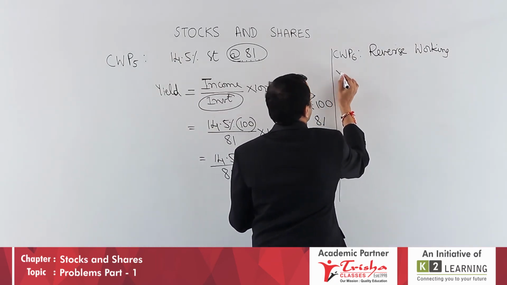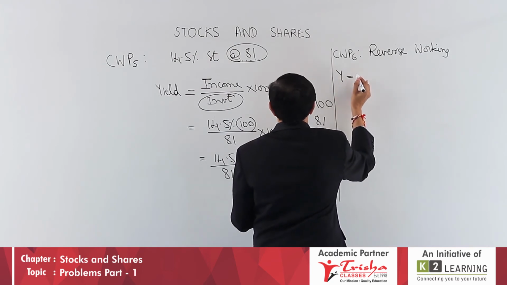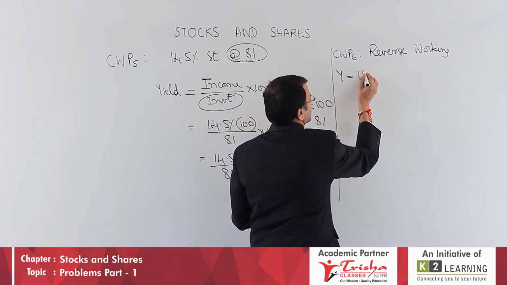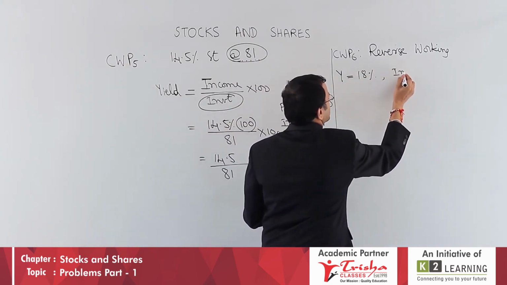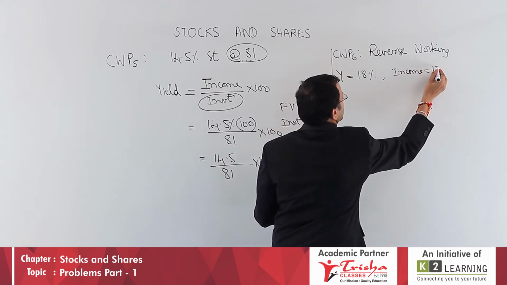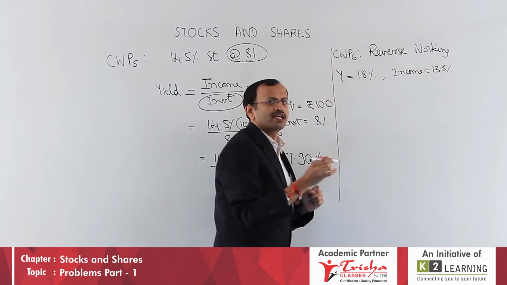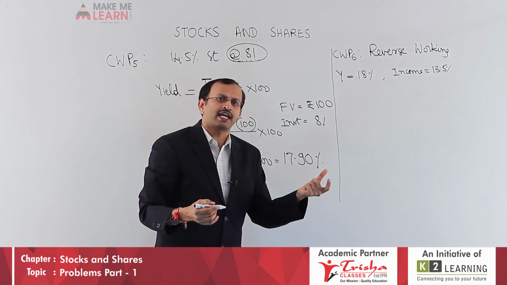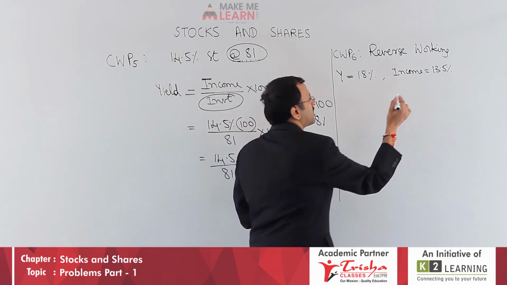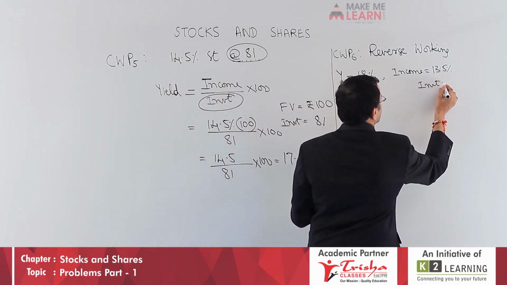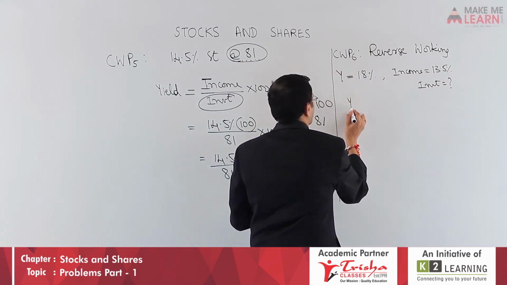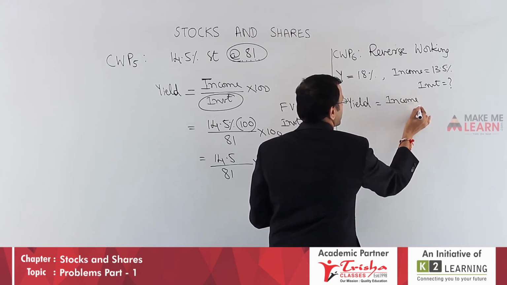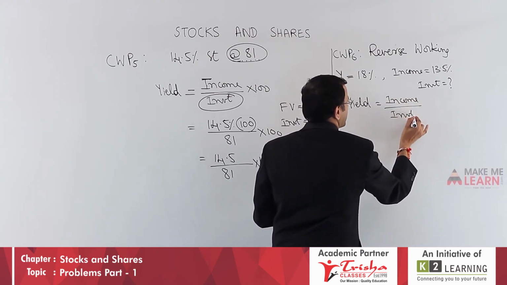What are the details? Shall we write yield is equal to, look at the question, what yield is given? 18%. What is the income percentage? Income is equal to 13.5%. With this, you need to find out that stock of 13.5%, at what price you buy. It is mainly investment, question mark. Students will apply the same formula. Yield is equal to income upon investment. Income divided by investment into 100.